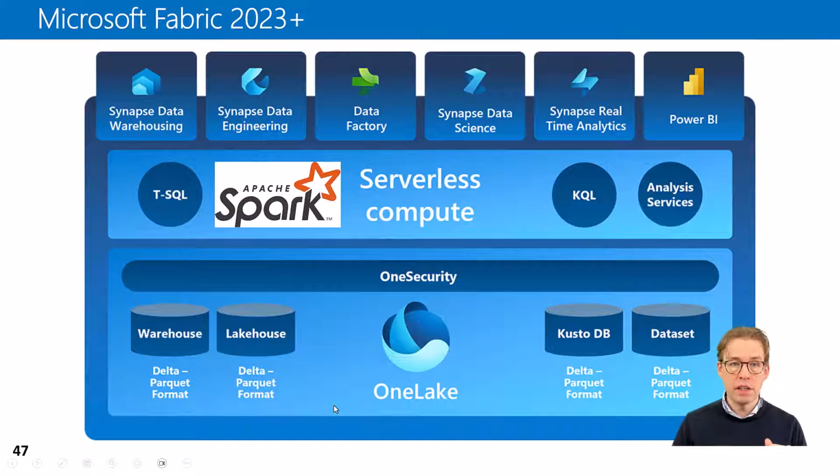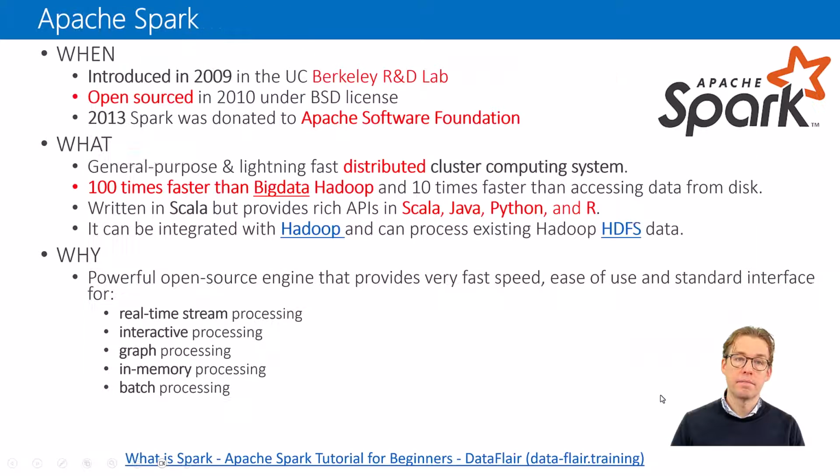Let's take a look at Fabric. We're going to focus on the data engineering part. It's using serverless compute from Apache Spark, and basically you can save the data in any format you want. A more traditional warehouse, connecting to it from SQL Server Management Studio, or the Lakehouse, you connect to that via Python, or a data set in Power BI. And it's all saved in the Delta Parquet format.